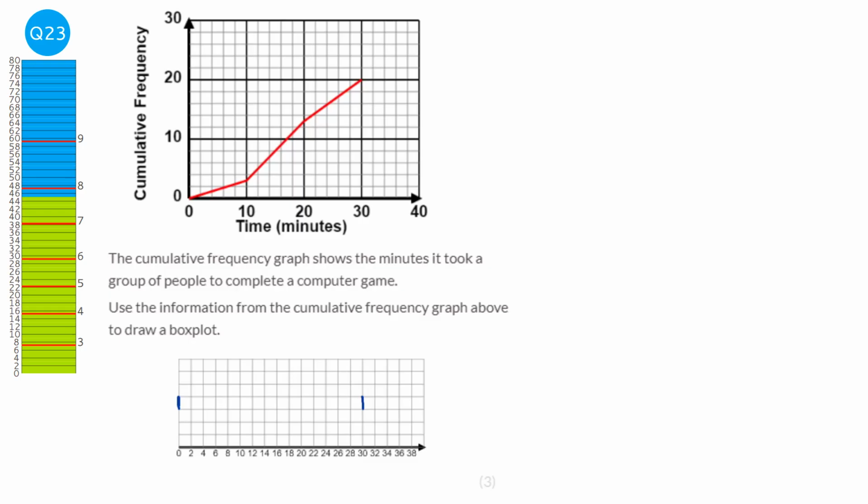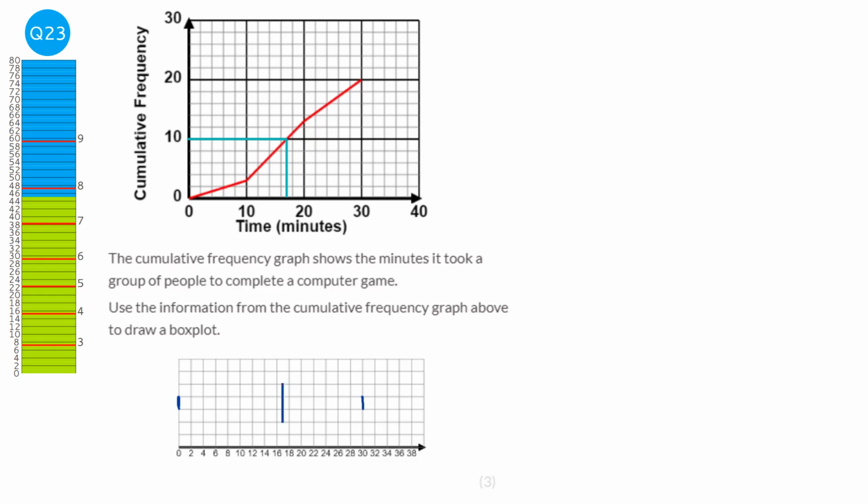Now the graph goes up to 20, the actual line goes up to 20, so the median we're going to find at 10. We're just going to draw a line across and down, and that looks like it is 17. So our median will be at 17. So we're just going to draw a line at 17. Get it just perfect, there we are.